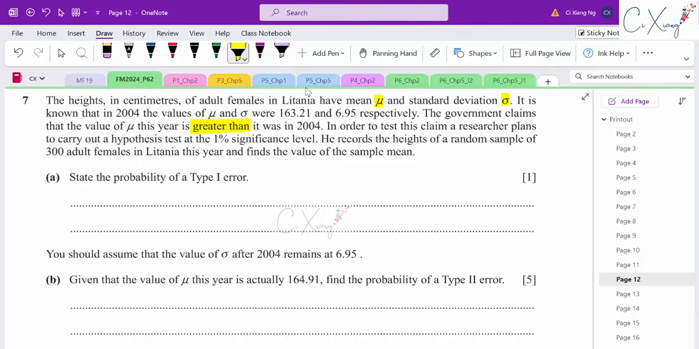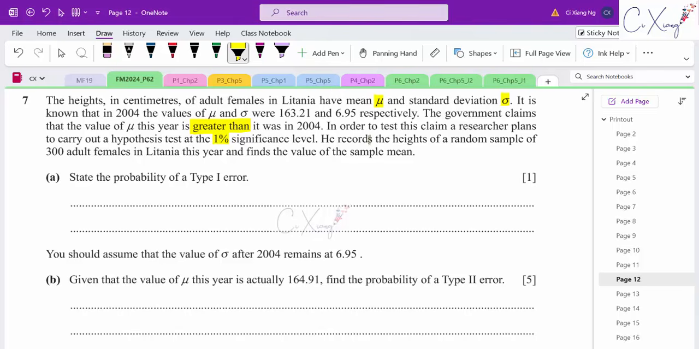In order to test this claim, the researcher plans to carry out a hypothesis test at the 1% significance level. He records the height of a random sample of 300 adult females in Lithuania this year and also finds the value for the sample mean. Okay, so first of all, they want us to state the probability of a type 1 error. Before we can decide it, let's have a look at what kind of distribution we have for this particular test.